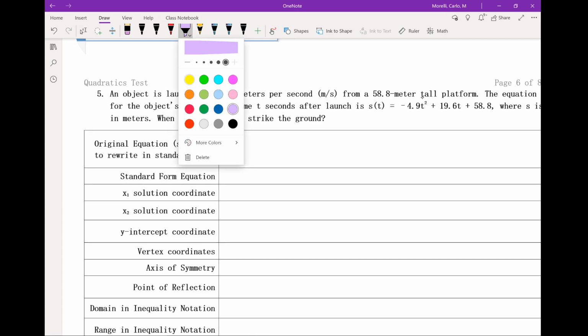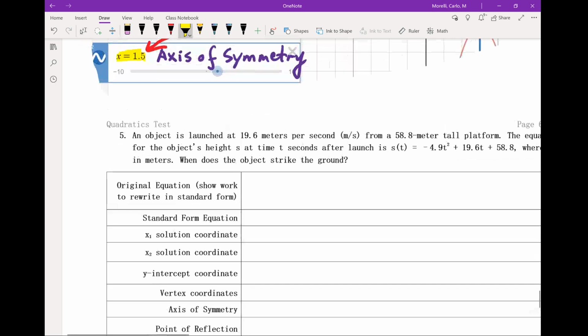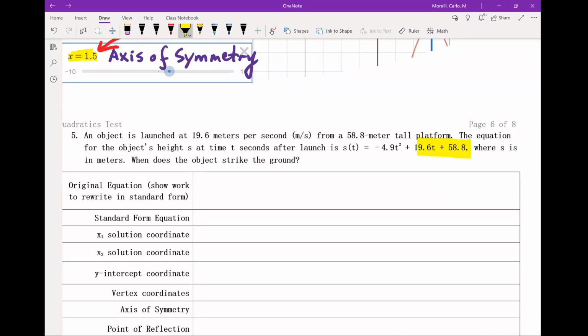You know why? Because they already give us the standard form equation of the quadratic. You just have to plug it into Desmos and take 2 seconds. It's the negative 4.9 t squared plus 19.6 t plus 58.8.